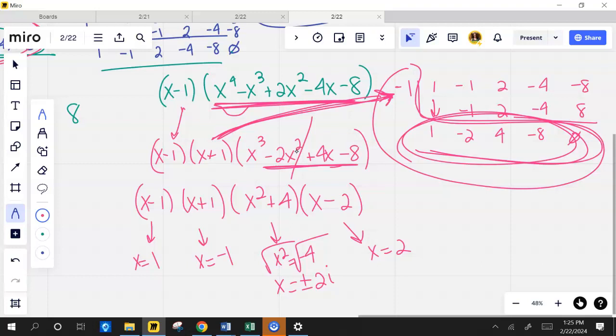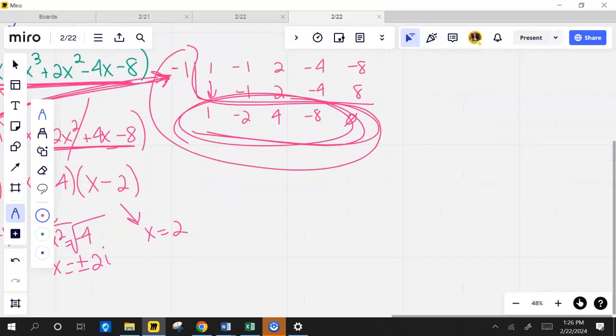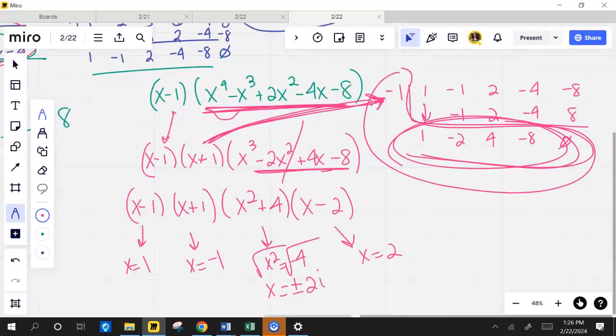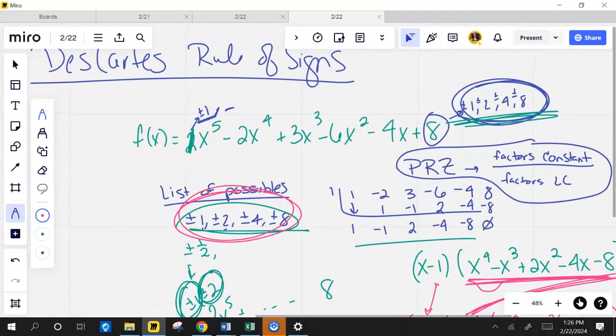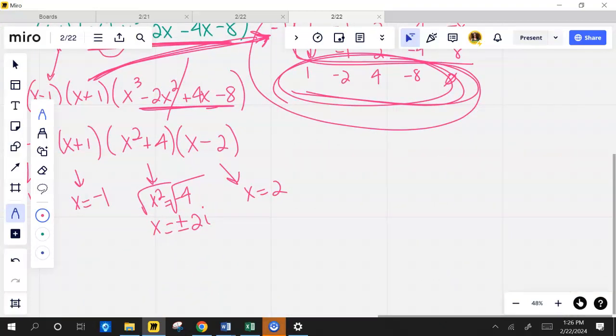Okay, I show you all that to remind you. You'll have a few of these tonight, okay? But I show you all that to remind you of how to do the PRZs. But let me show you Descartes. Descartes is a lot easier than this is. You see how, depending on my leading coefficient or my constant, I could get into a big list of possibilities, right? So what Descartes does is narrow that list of possibilities for us.